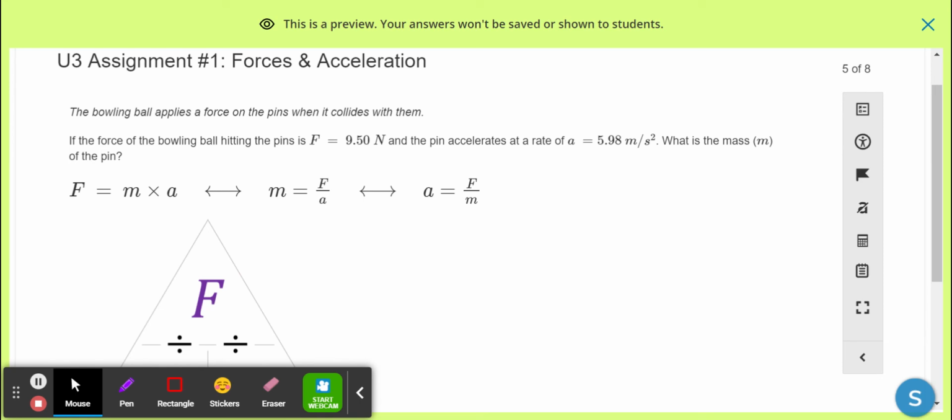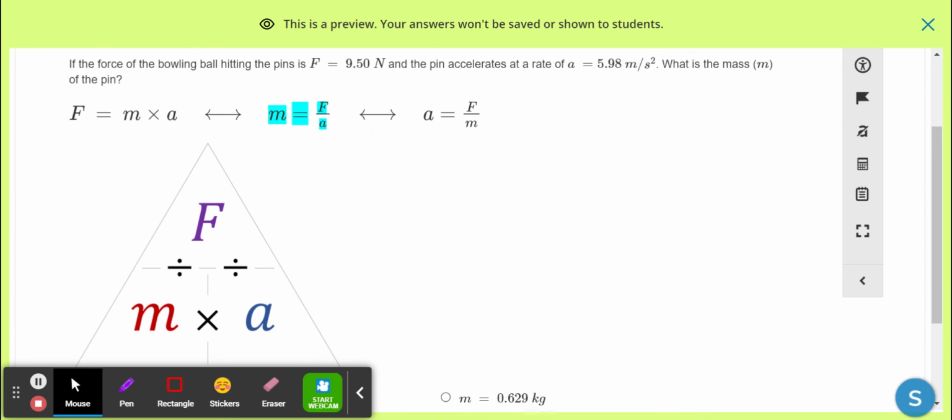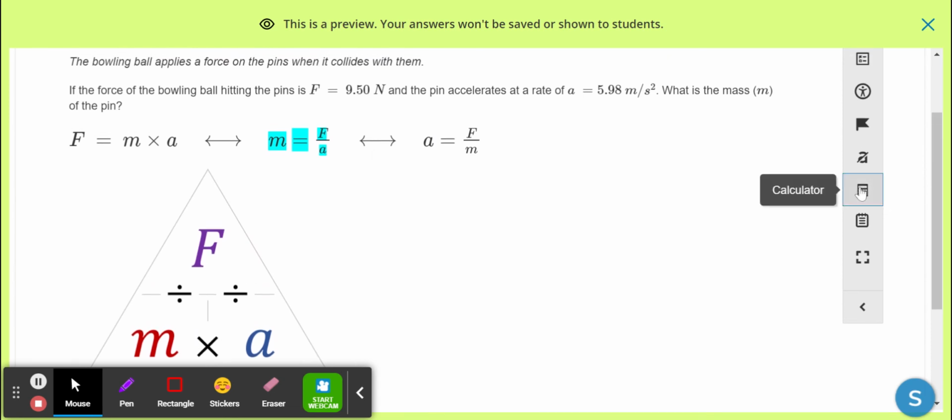So in this case, we're going to figure out the mass of the pin based on how much it accelerates by and how much force we put on it to get it to accelerate that much. Since we're looking for the mass of the pin, we want m equals some other stuff. So let's use this equation here. All right, so let's grab our calculator.